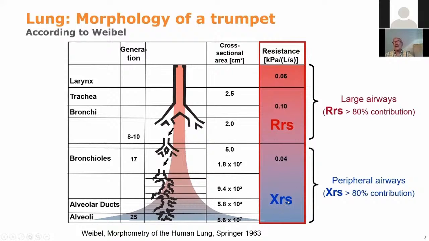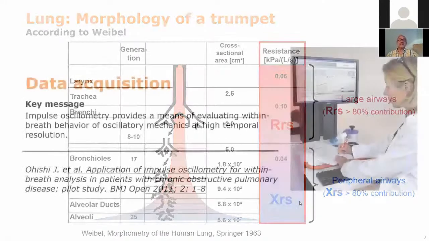Here, lung reactance will reflect the lung volume and the elasticity and the inhomogeneity or homogeneity of the lung. So these major parameters describe the whole respiratory system: large airways with respiratory resistance, peripheral airways with lung reactance.